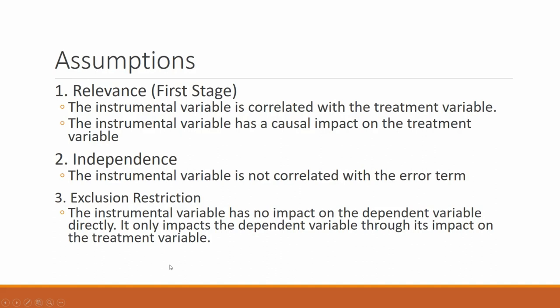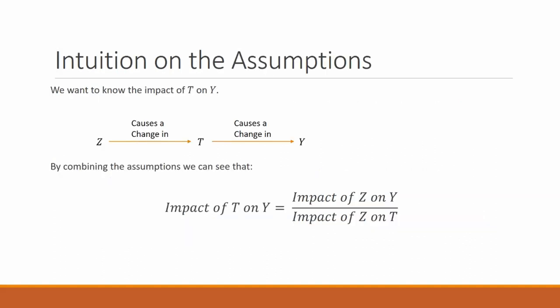Now, oftentimes when you see discussion of instrumental variables, people will pool assumptions 2 and 3 into 1 and call it exogeneity. So you can see that elsewhere, where sometimes they'll say that the assumptions of the instrumental variable are relevance and exogeneity, where exogeneity kind of captures the independence and exclusion restriction assumptions. Okay, so those are the three assumptions.